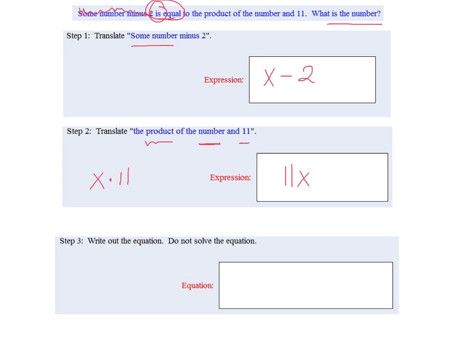So let's just do it left to right. It's some number minus 2. That's what we found here. So x minus 2 is equal to, so that tells us to put our equal sign in there. And then the second part of it is the product of a number and 11. So that's my 11x. And so I'm done. All I have to do is type in that expression and I've got it. All right, that one's done.